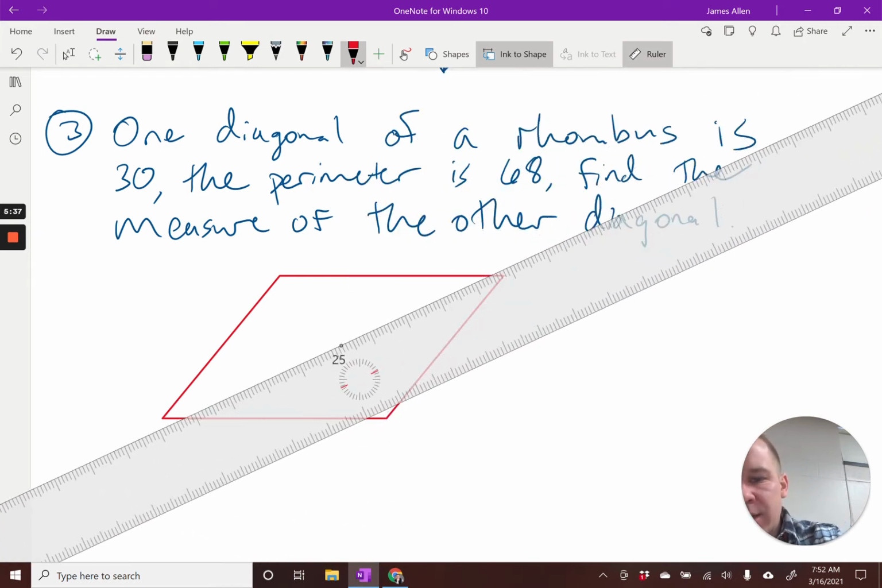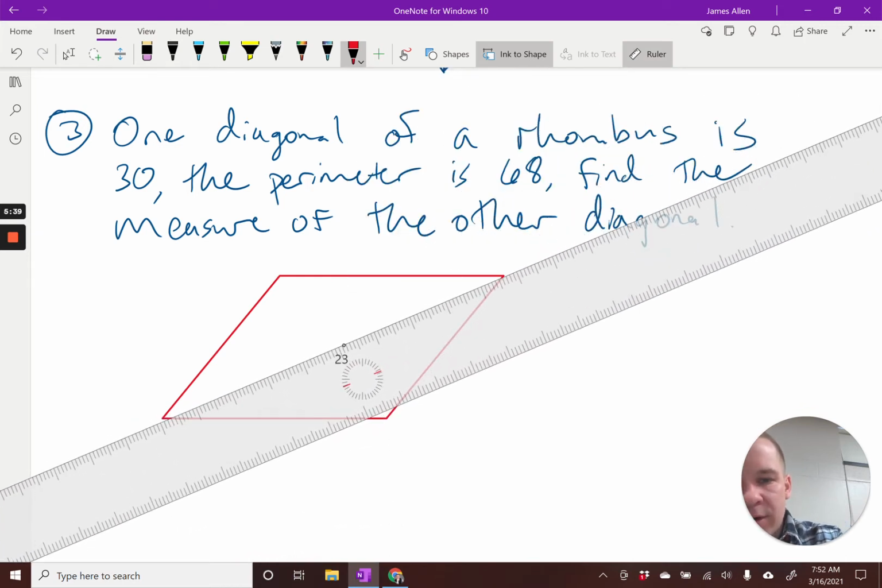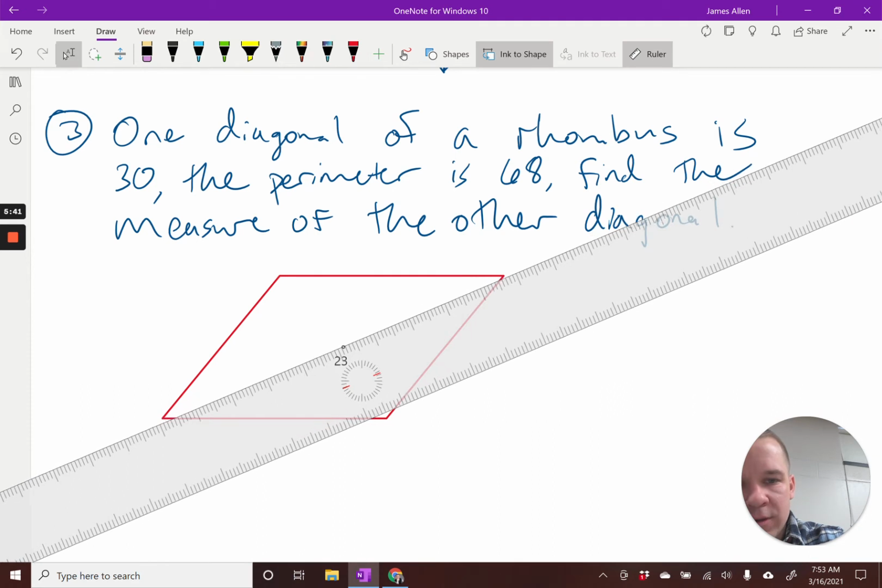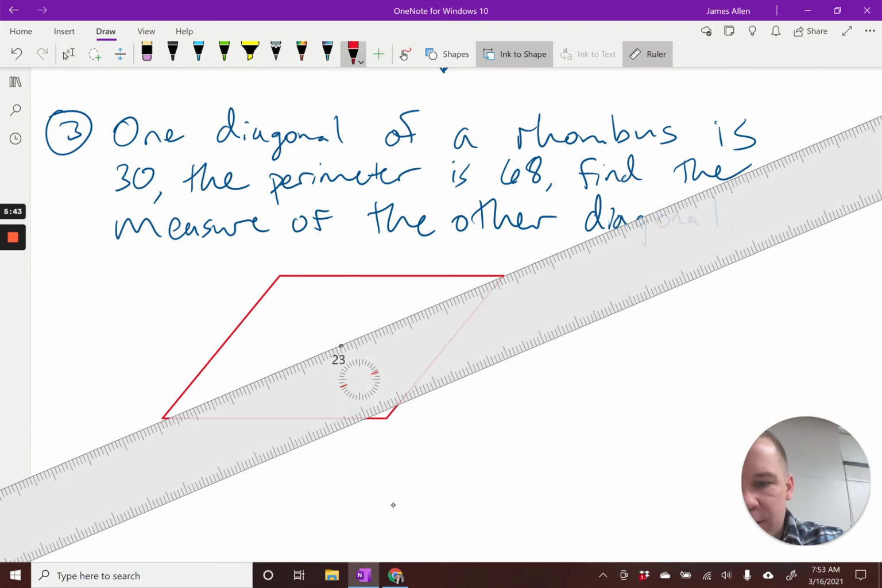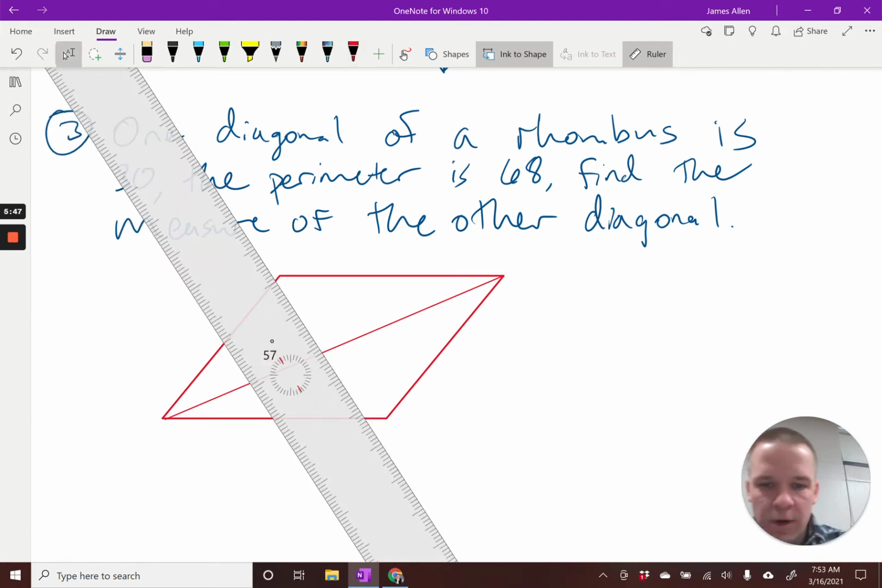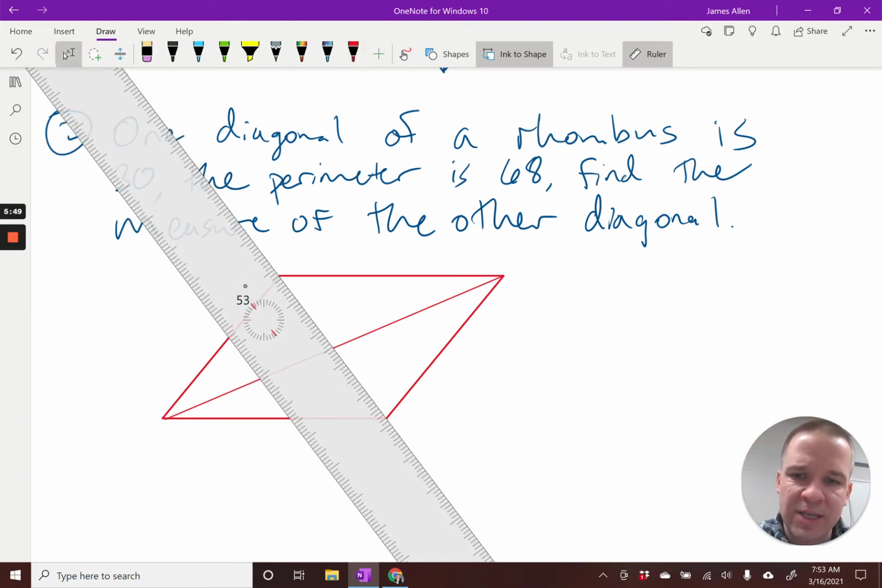So I'm going to draw on some diagonals here with my ruler. Let's see if we can get, that's almost, and that's close enough. Boom. And then I'll get the other one here. So I'm just drawing on my diagonals. Now, what do we remember about the diagonals of a rhombus?